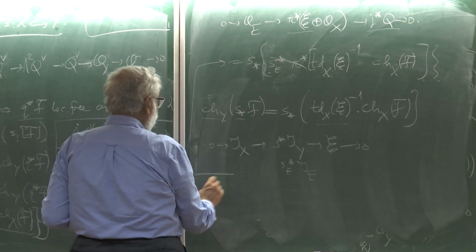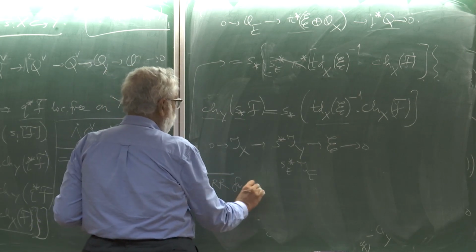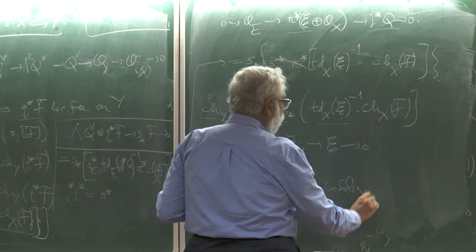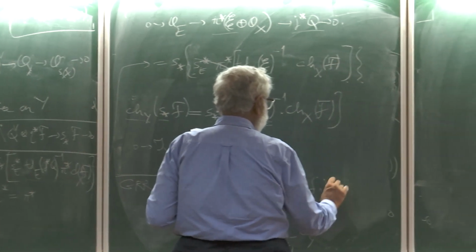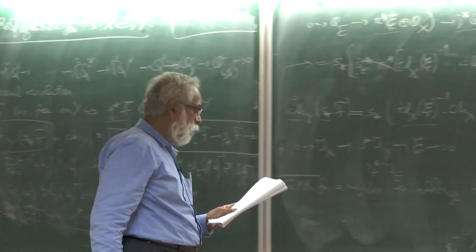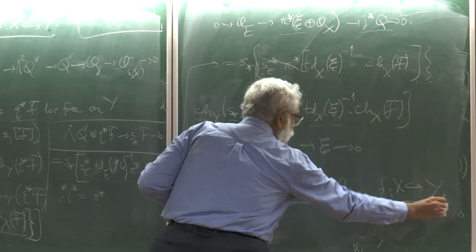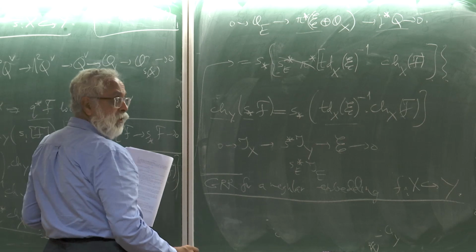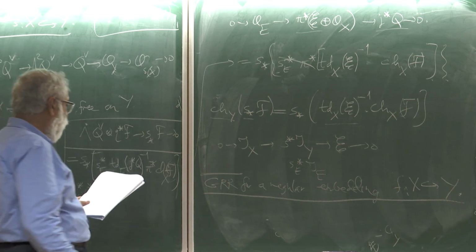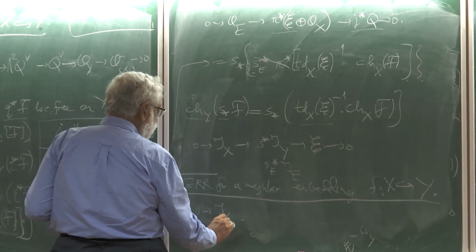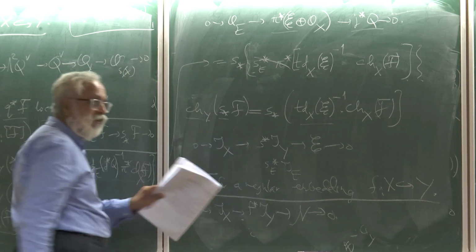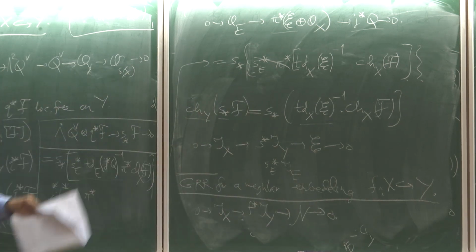So now I want GRR for a regular embedding, f from X into Y. Since I have a regular embedding, in other words, X and Y are for me non-singular varieties, and f from X to Y is a closed embedding, I have an exact sequence 0 to T_X to f upper star T_Y to the normal sheaf N to 0. There exists a locally free sheaf, a normal sheaf, which fits into this exact sequence.